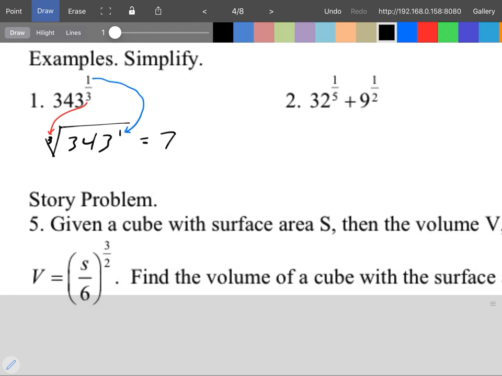So the third root, I'm not going to let somebody else in again. So the third root, or the cube root of 343, is 7.